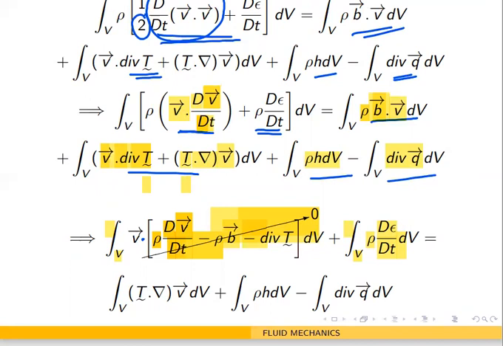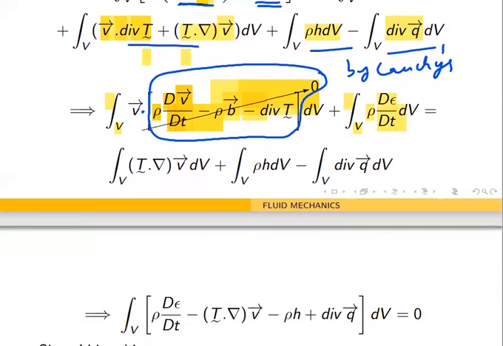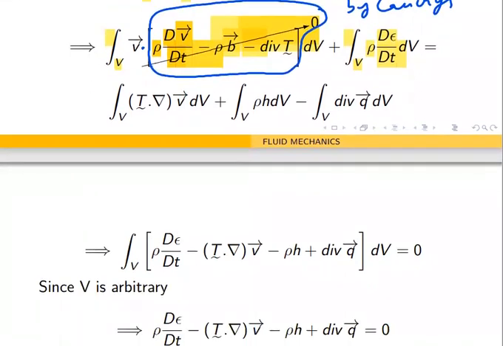Now, why did we take all the dot products together? Because this whole thing will become 0 by Cauchy's equation of motion. What is remaining is this much. So let us take all of them to one side within one bracket with one volume integral, equal to 0. Now since V is arbitrary, the integrand has to be equal to 0.